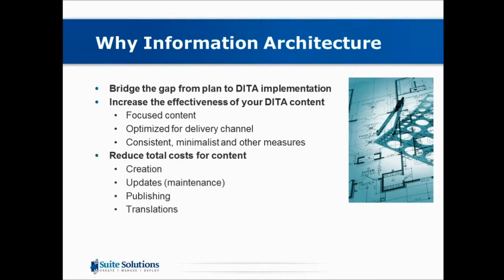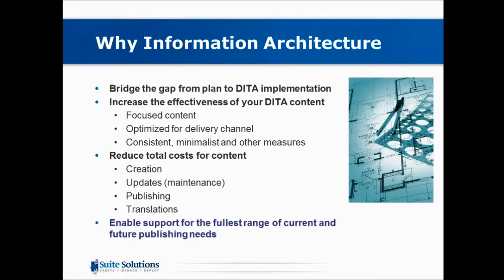We also want the total cost for content to be as low as possible. And when we think about total cost, we think about the total life cycle. So that's creating content, maintaining content, publishing to a variety of formats, and of course, minimal translation costs. And we really think that if we think about it successfully, in information architecture, we're going to have the best possible output.